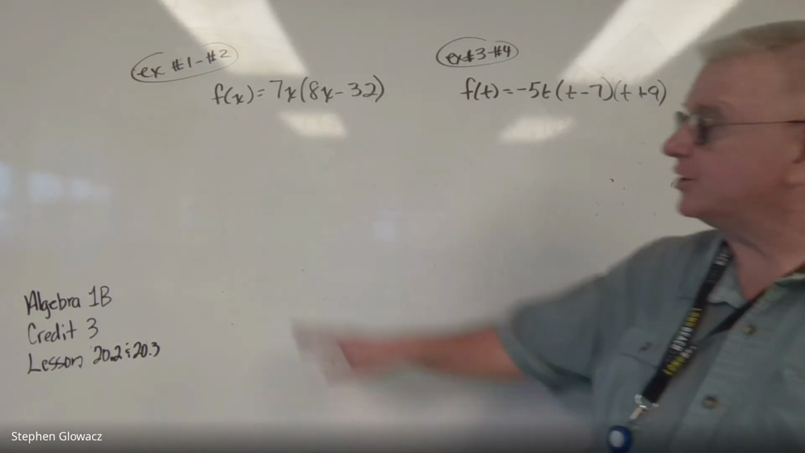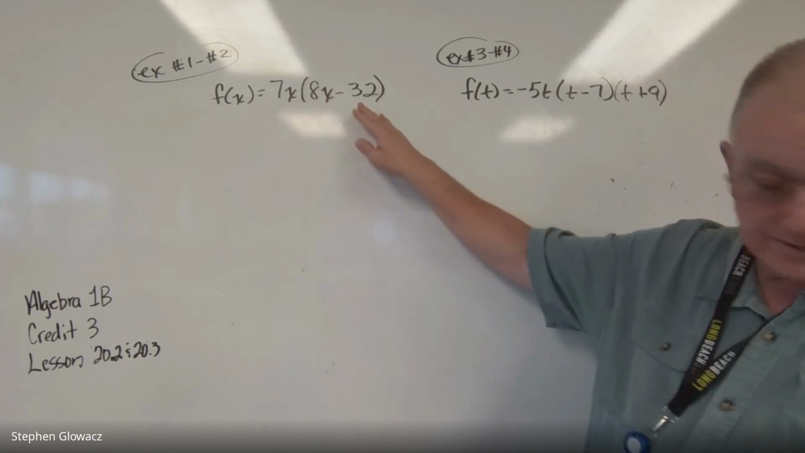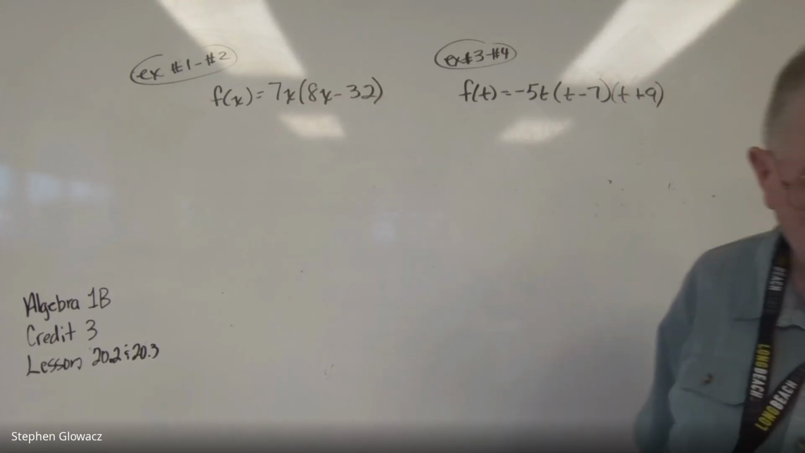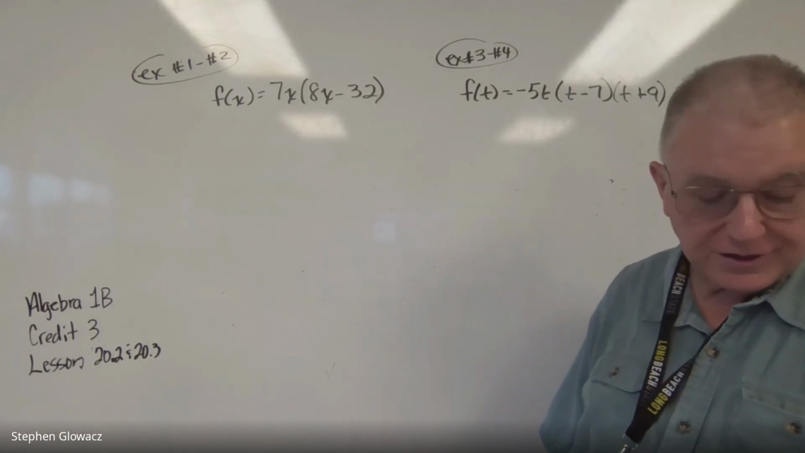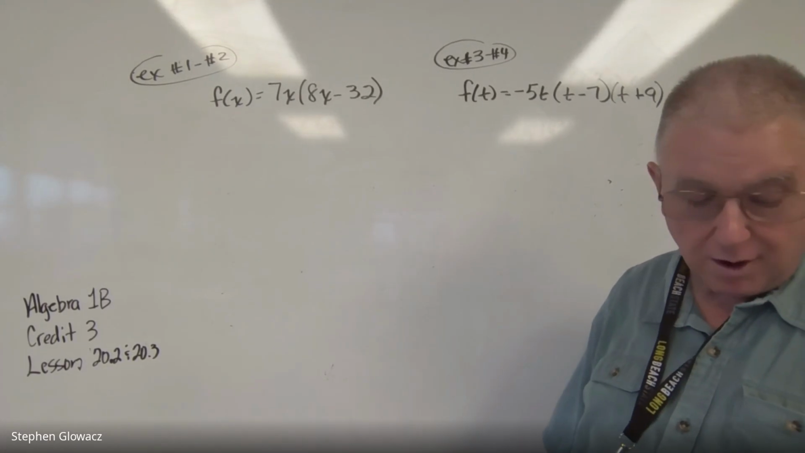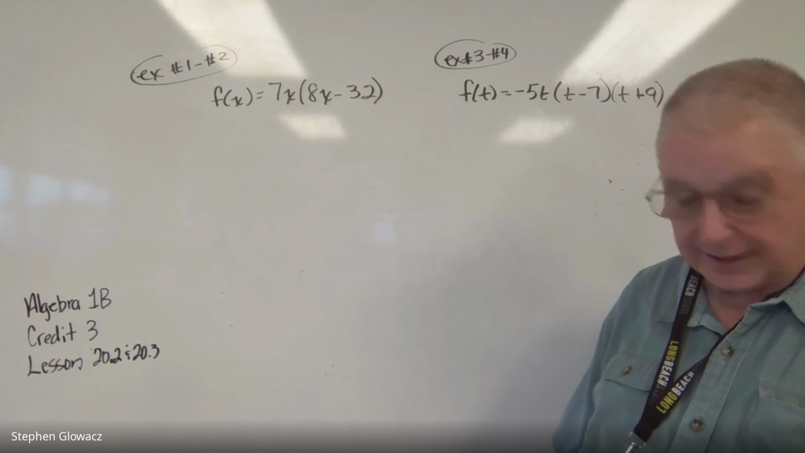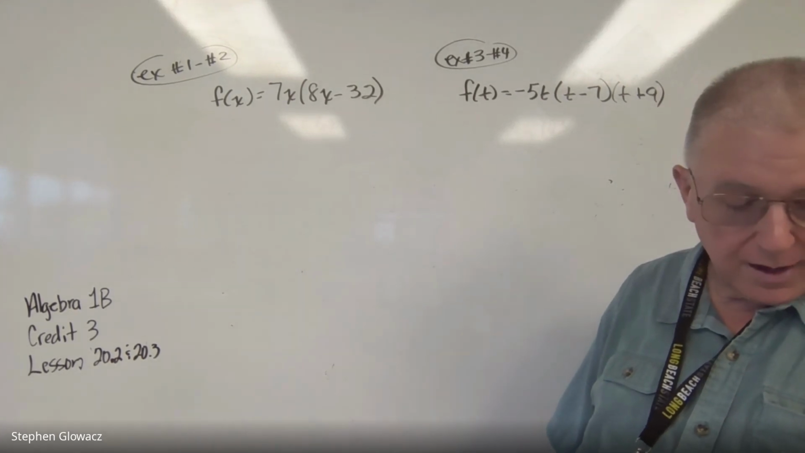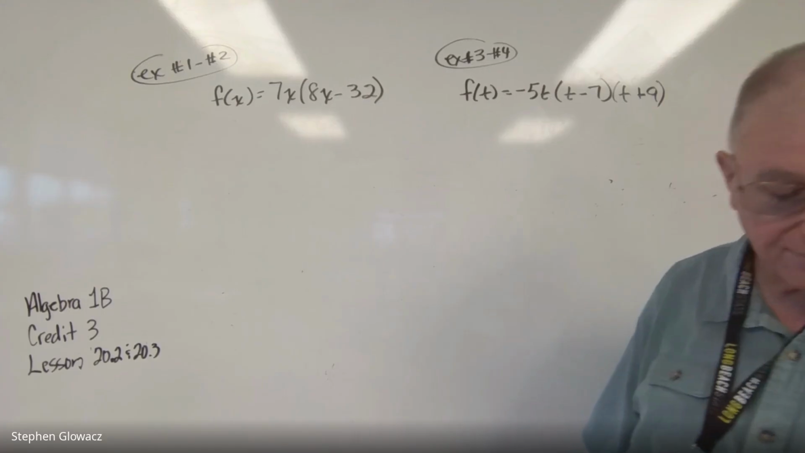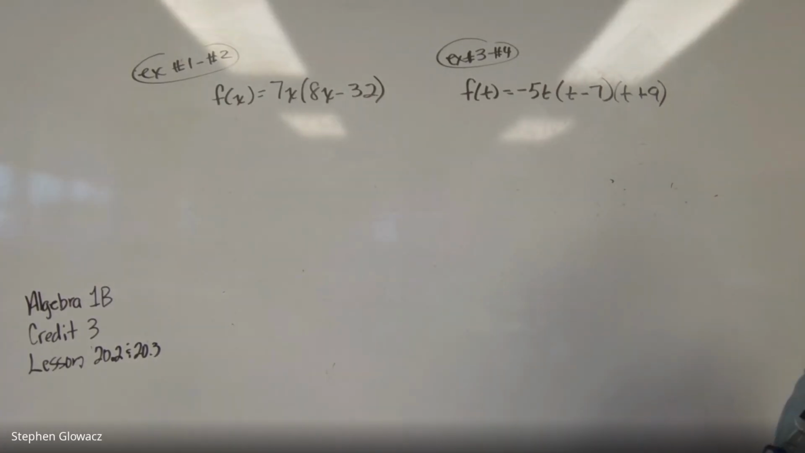And we have the function f of x equals 7x times (8x minus 32). The directions are to find the zeros of each function using the zero product property. We'll explain what that is. And then graph those points only. That is, you are not required to graph the entire function, the entire parabola.